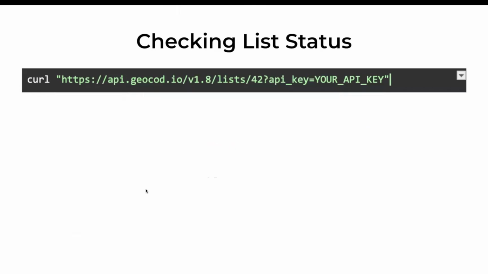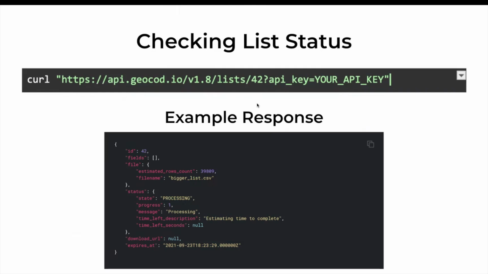Once you've uploaded your list, you'll want to check its progress. Use a GET request with the list's ID to retrieve this information. The response shows you everything you need to know. State will indicate whether your file is processing or completed. Progress informs you of the percentage of the file that has completed processing.